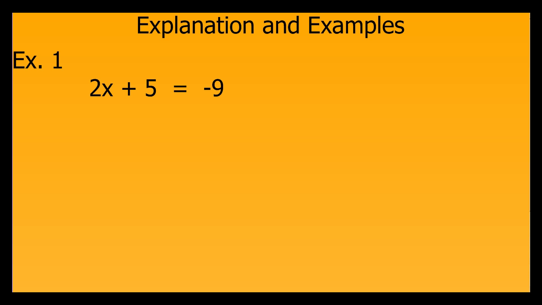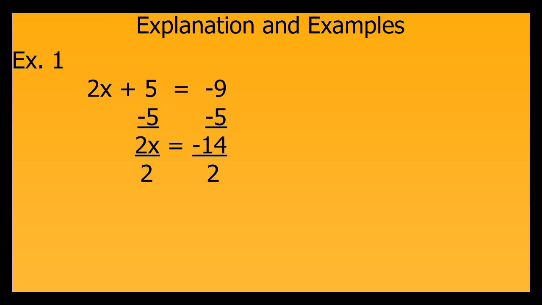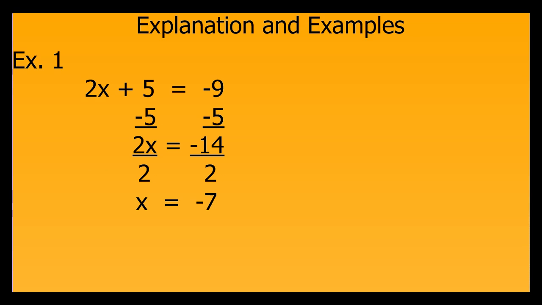So first, we want to do the opposite of adding 5, so we're going to subtract 5. It's very important when solving equations to always do the same things to both sides of the equation. That's the only way to make sure both sides of the equal sign say equal. So we subtract 5 on both sides of the equation. Now we want to do the inverse operation of multiplying by 2, so we're going to divide both sides of the equation by 2. This gives us a solution to the equation with x being equal to negative 7.